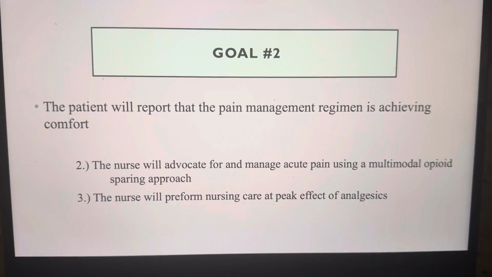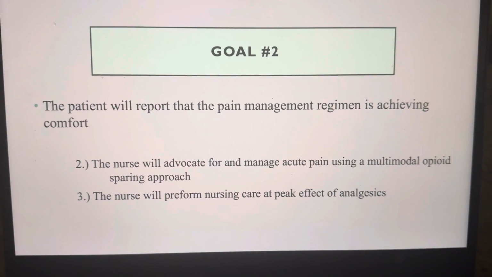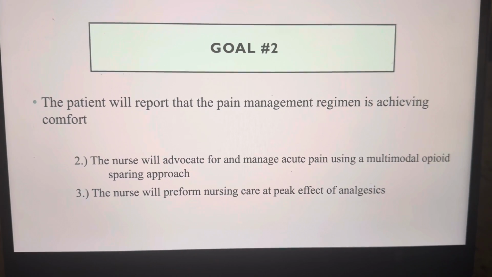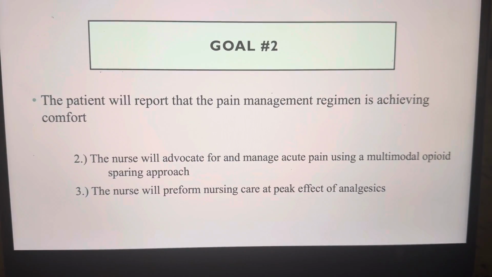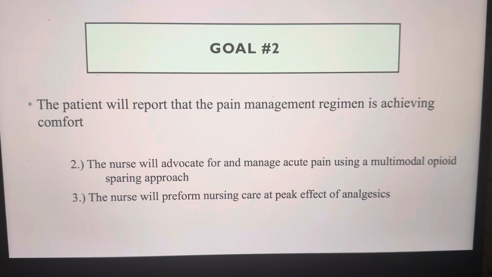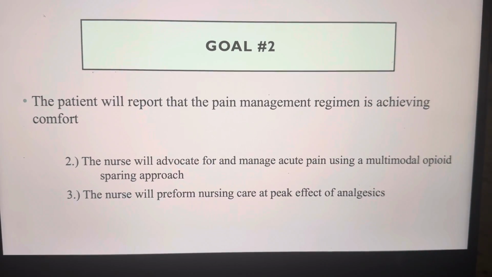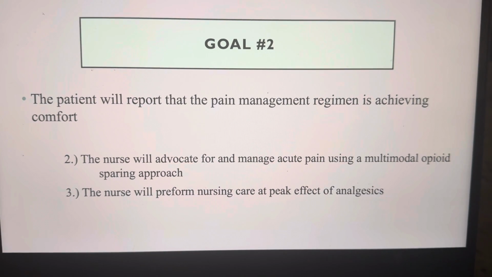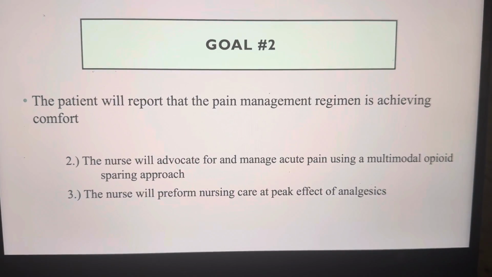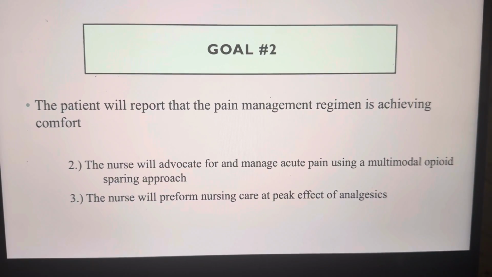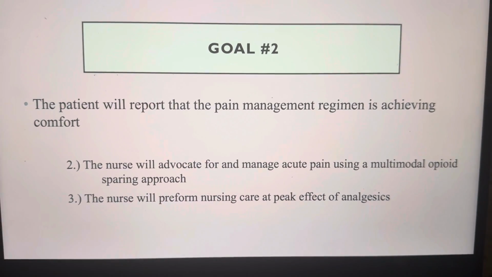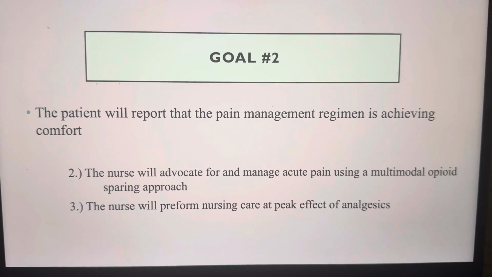The second goal for this patient is that she will report that the pain management regimen is achieving comfort. To meet this goal, the nurse will advocate for and manage acute pain using a multimodal opioid-sparing approach. And the nurse will also perform nursing care at peak effects of pain medications.